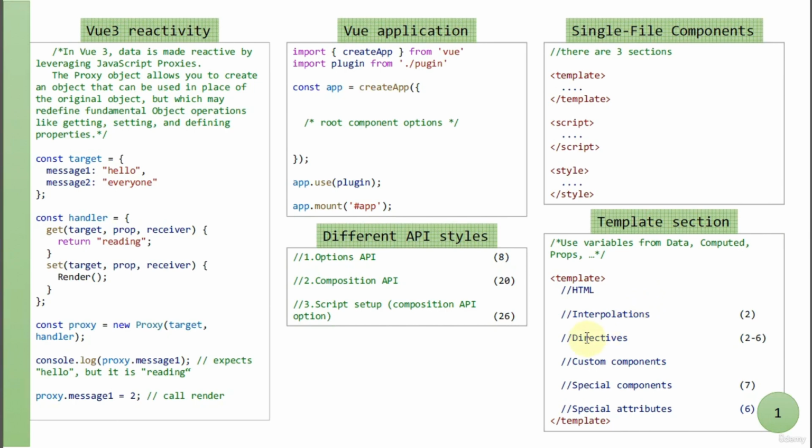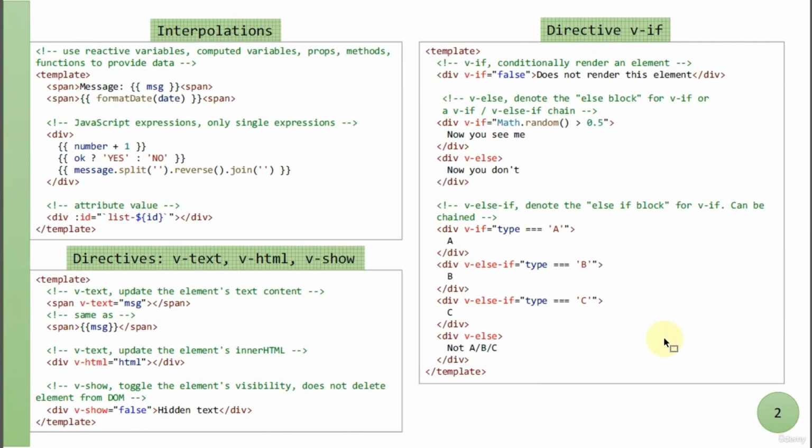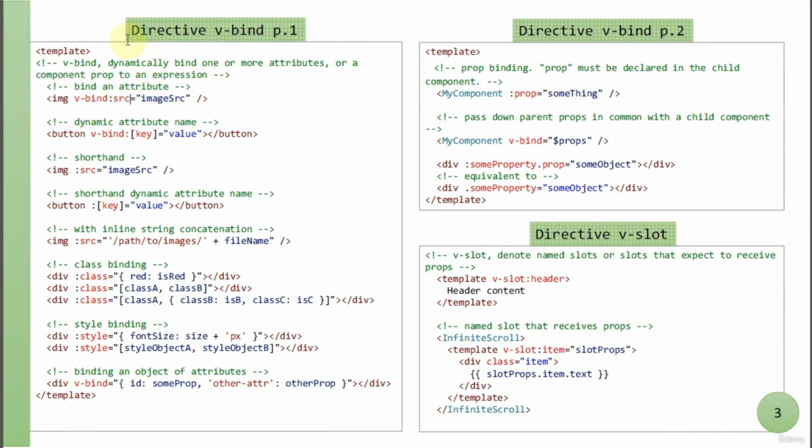I continue to talk about the directives, and please open the page number 3. And here is a v-bind directive. It is one of the most popular directives. v-bind dynamically binds one or more attributes or a component prop to an expression. And here is a basic example. So v-bind, it is a name of directive, and then src, it is a name of attribute.